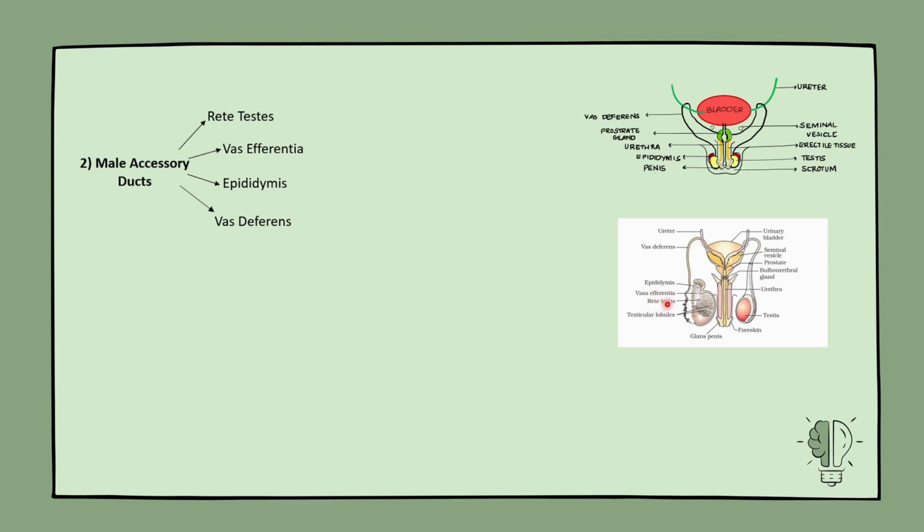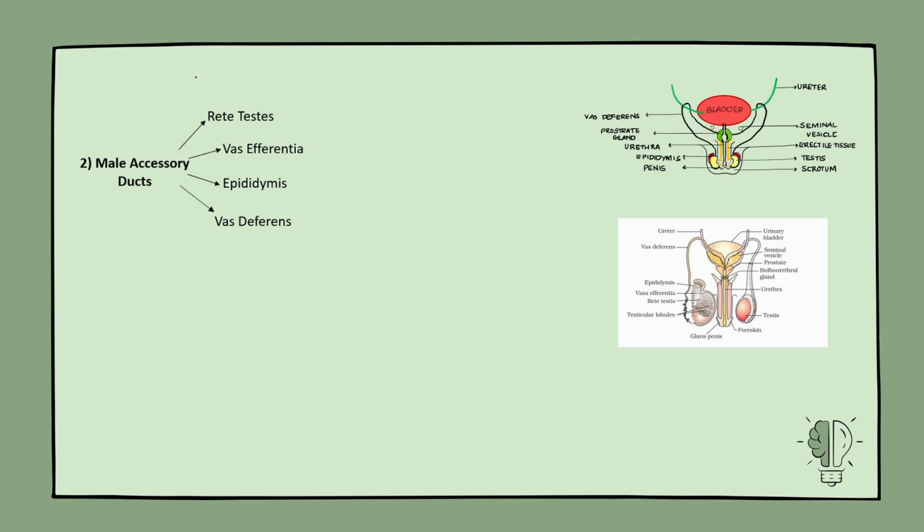Now, the rete testis then opens into the vas efferentia. The vas efferentia then leaves the testis to enter the epididymis, and the epididymis then opens into the vas deferens. Now, as you can see here, the vas deferens ascends, or moves up the abdomen, and it loops over the urinary bladder.